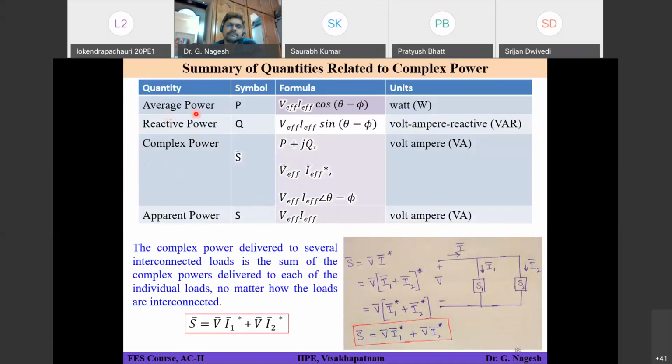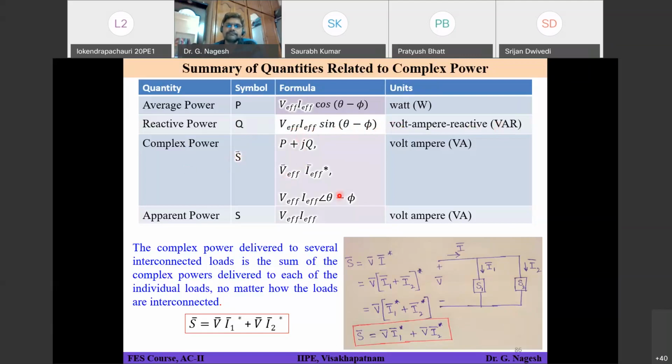Average power is denoted by letter P. The formula is V effective into I effective into cos of theta minus phi. Next, reactive power is denoted by letter Q. The formula is V effective into I effective into sin of theta minus phi. What is the unit? Volt ampere reactive, VAR. Complex power is denoted by S bar.